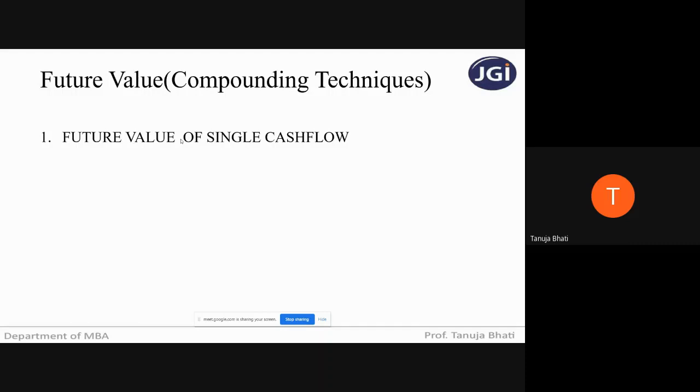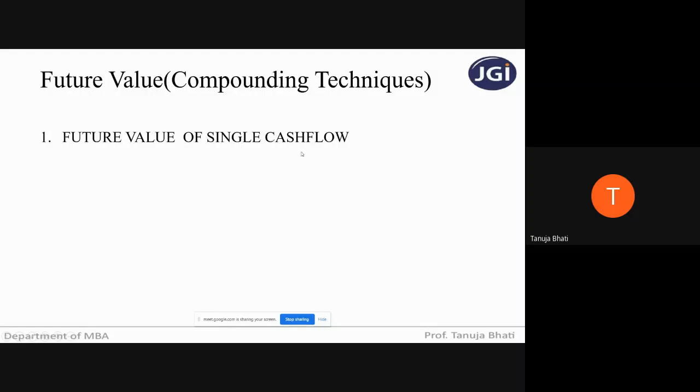Now, 15,000 I am depositing only once. That is, there is only a single transaction in respect of cash flow. So there is a cash outflow from my side of 15,000, which I am depositing only once. Future value of single cash flow means how to calculate the future value if there is only a single, one-time cash outflow. In the example I have given, 15,000 is deposited in the bank, and for 10 years, what is going to be the value? So it is called calculating the future value of a single cash flow.